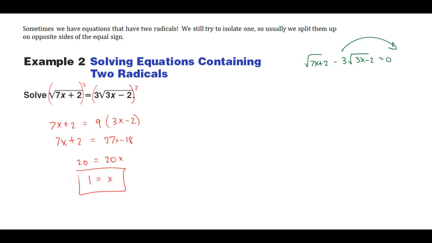And now I can plug it back in and see. If I plug in a 1, I get 9 on the left side. Square rooted is 3. And if I plug it on the right side, I get 3 minus 2 is 1. Square rooted is 1 times 3 is 3. So I get 3 equals 3. And it all checks out.